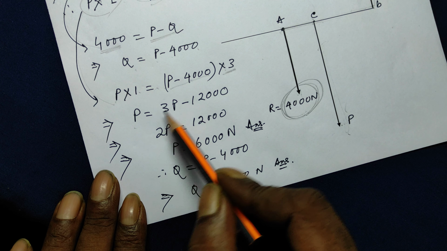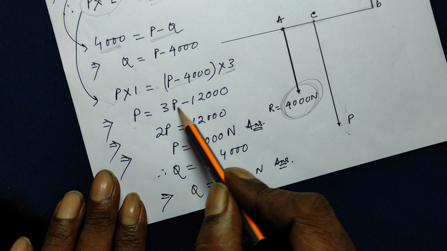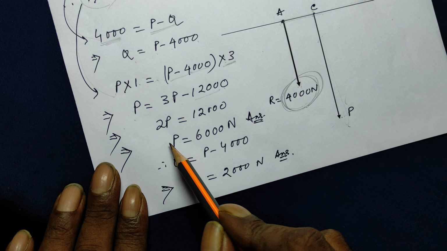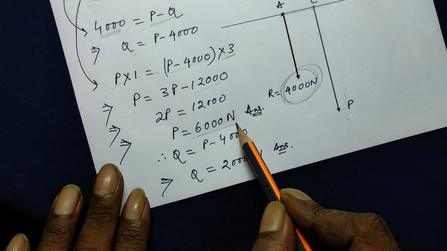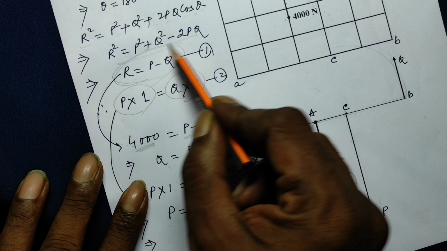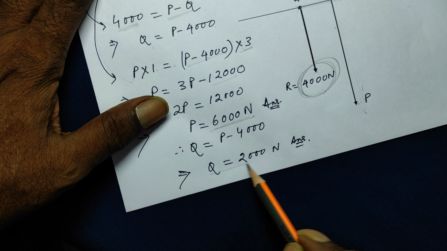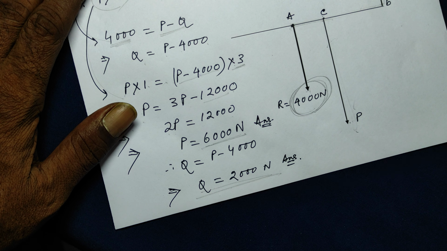So P into 1 is P, and 3 times P minus 4000 is 3P minus 12,000. 3P comes to this side, 12,000 comes to this side. So we have 2P is 12,000. So P is 6,000 Newton. And then put this value here to get Q as 2,000 Newton. So that is all about it.